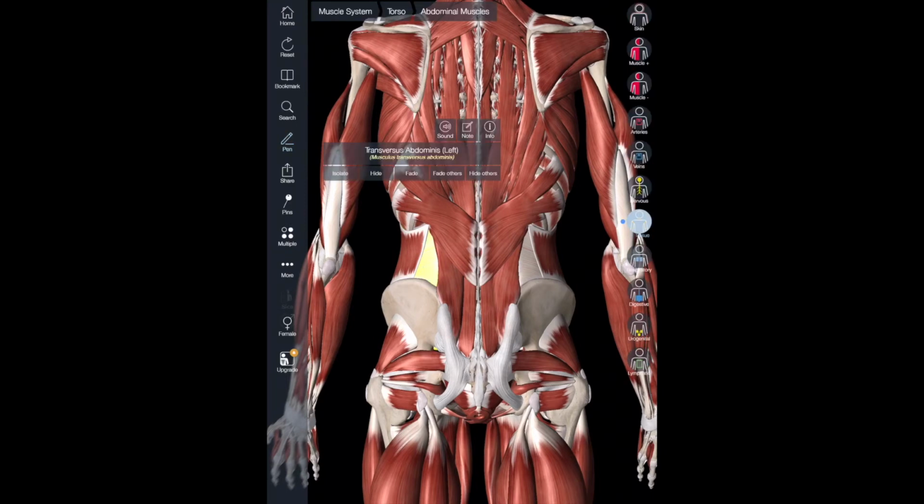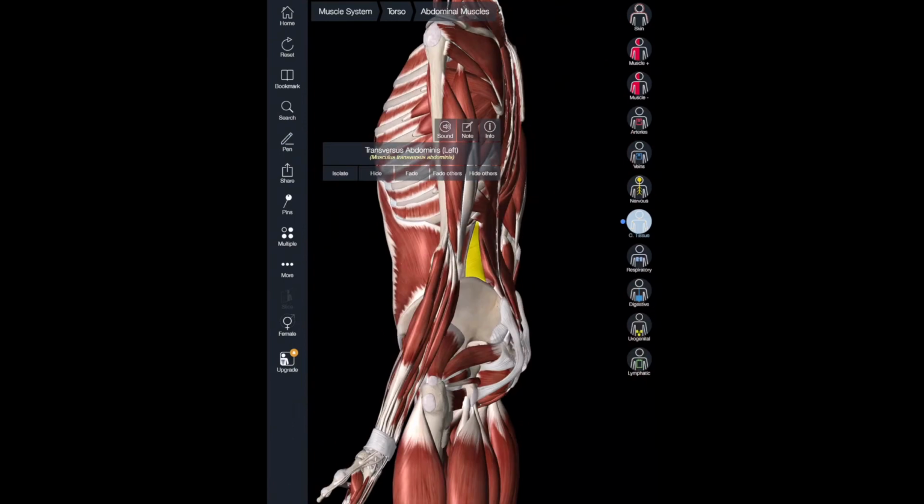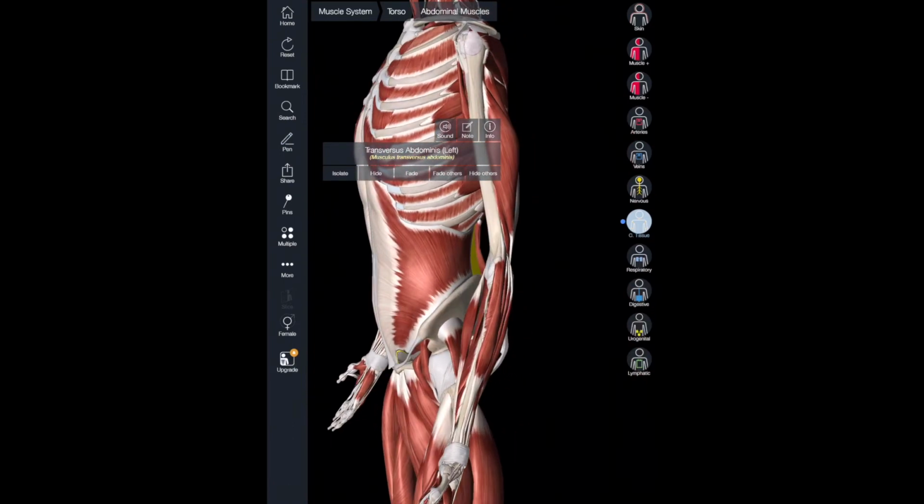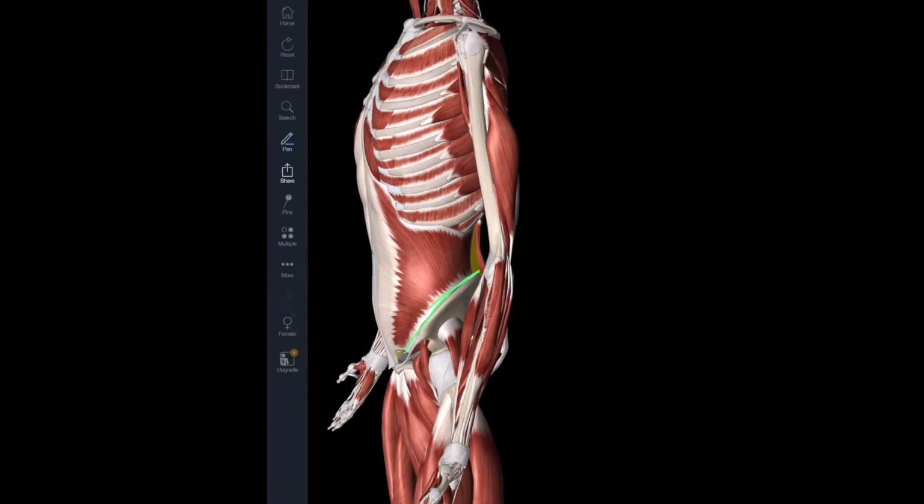Okay, so those were our attachments for the internal obliques: the inguinal ligament, the iliac crest, and the thoracolumbar fascia. So essentially, we're kind of going around like this for attachments, and then into the back here for the internal obliques. And then the upper attachments for the internal obliques are the lower three ribs and the abdominal aponeurosis.